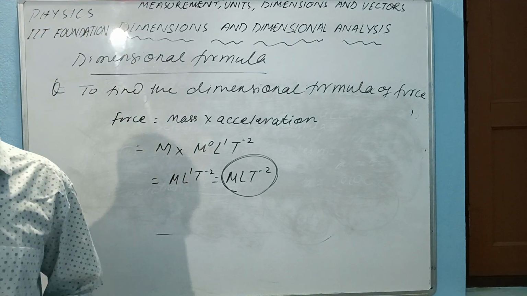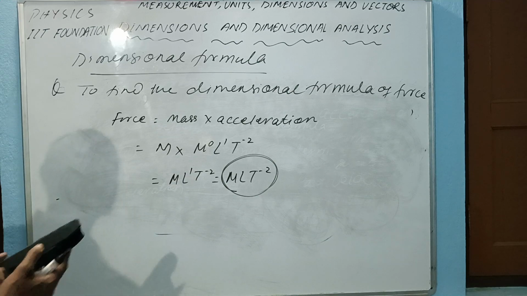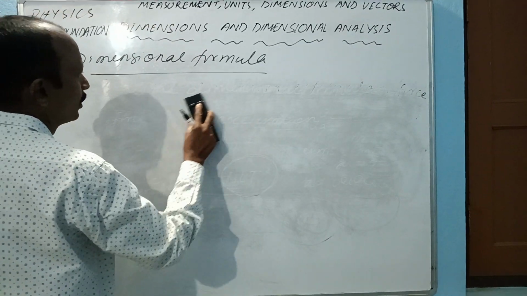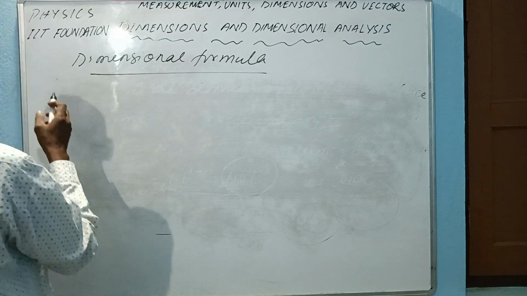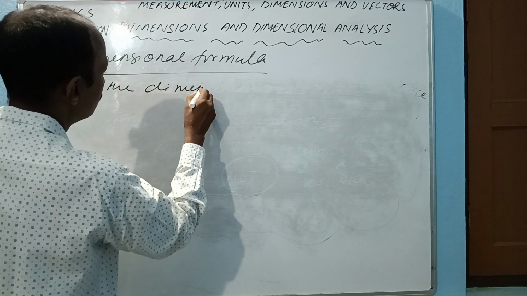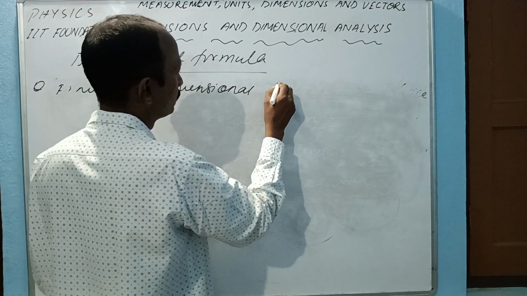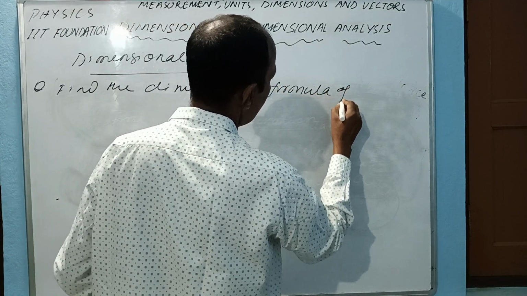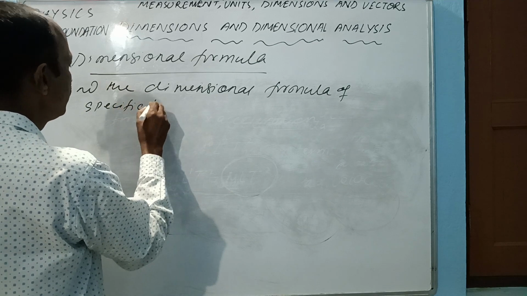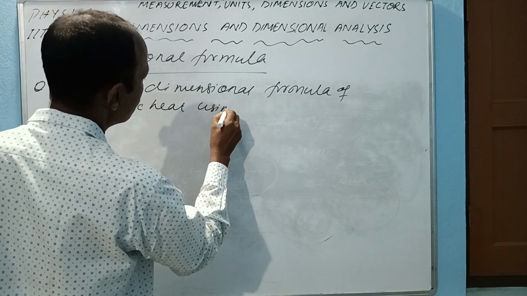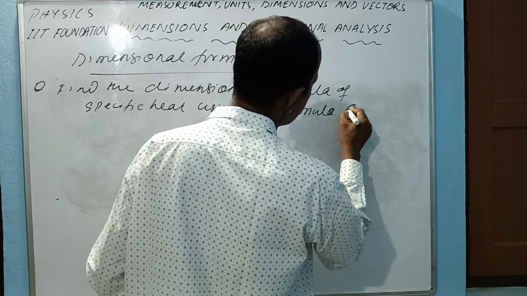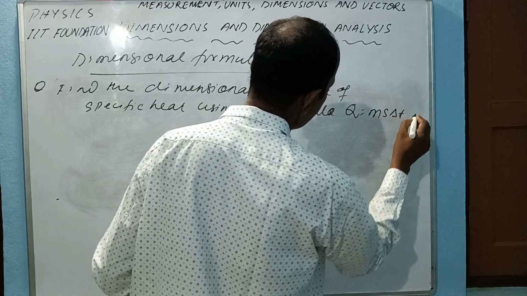Now, I am going to give one more example. So next question, find the dimensional formula of specific heat using the formula Q is equal to m s delta T.